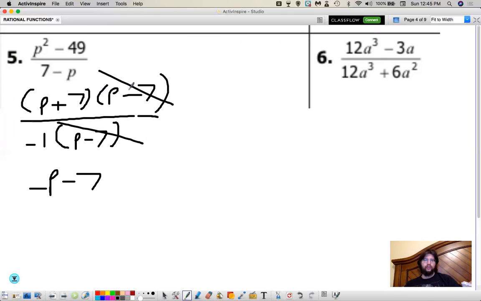So if you see the order reversed here, like 7 minus p and p minus 7, just factor out a negative 1. Then you can cancel stuff. On this one, start with the GCFs.